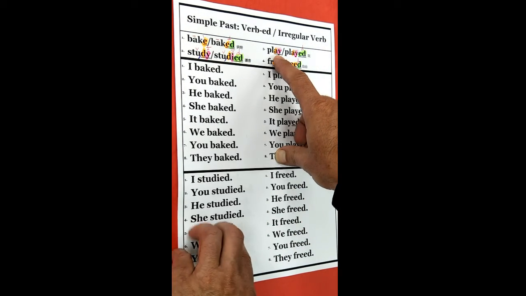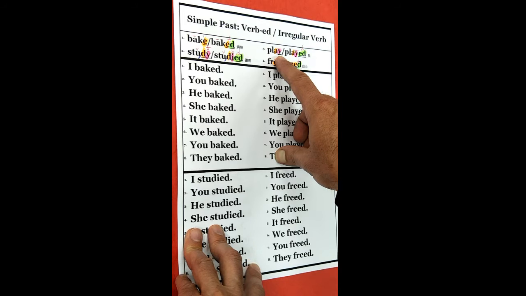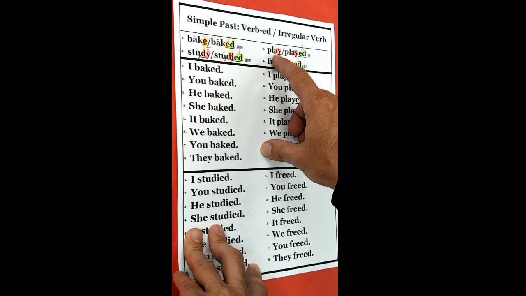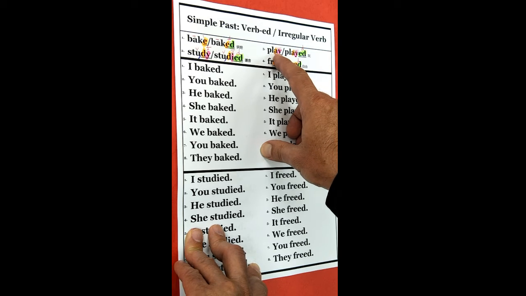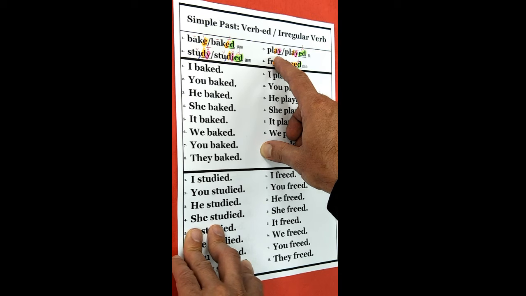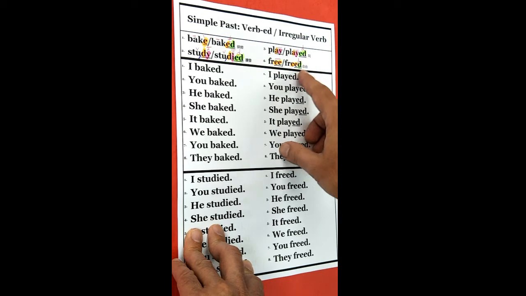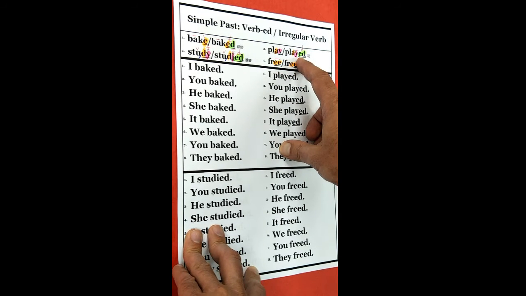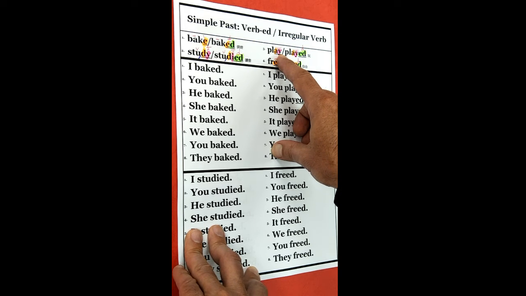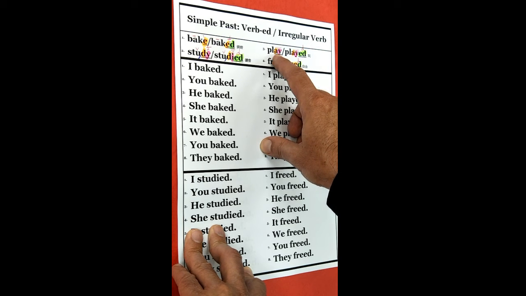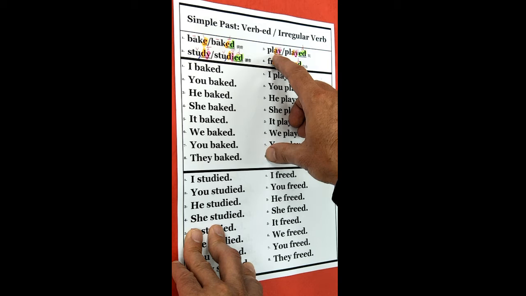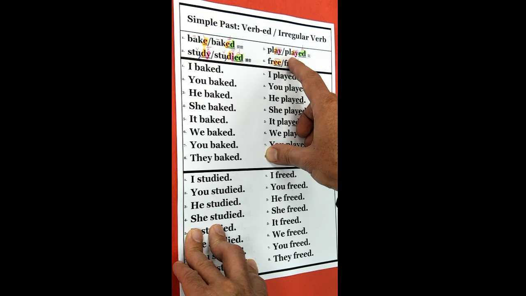All right, number 3. There's a Y at the end. But look, in front of the Y is a vowel, A. Well, we know AY sounds like long A. So, what do we do here? We do nothing. We just add ED. If there's a Y at the end, we look in front of the Y. This Y has a vowel in front of it, so this Y is okay.